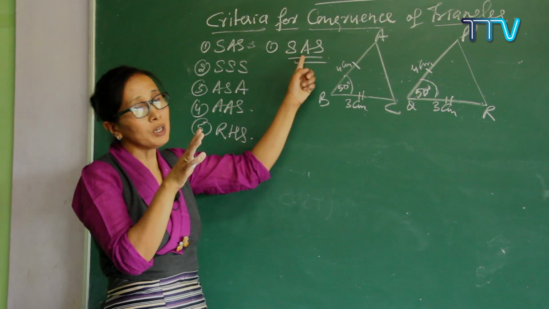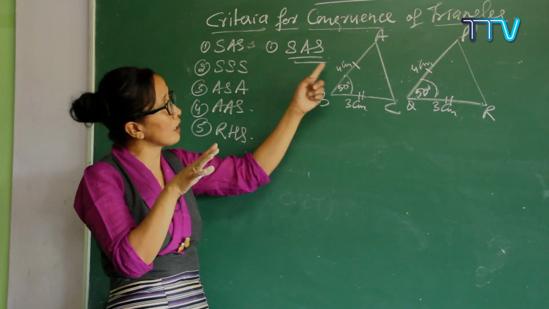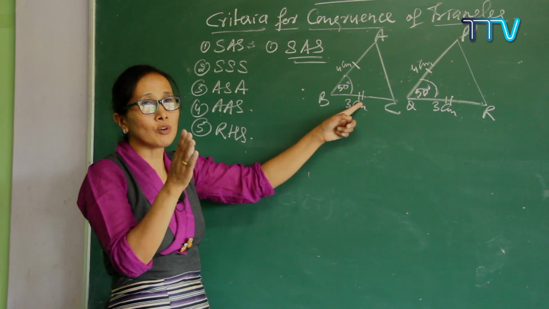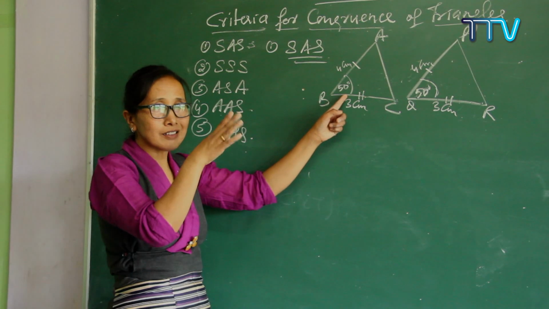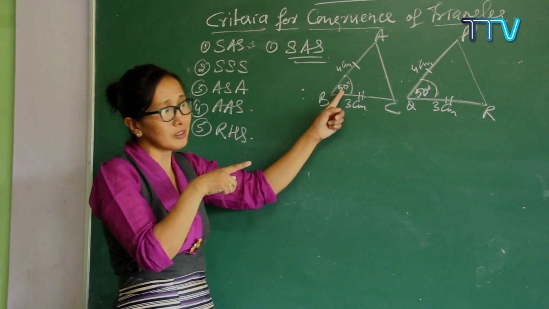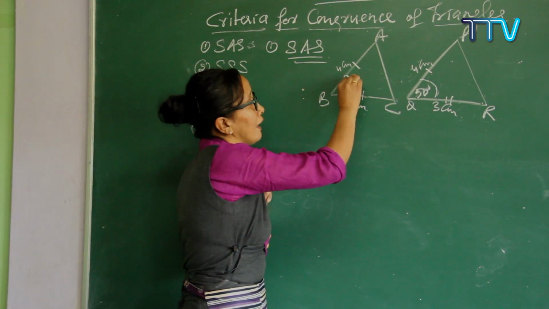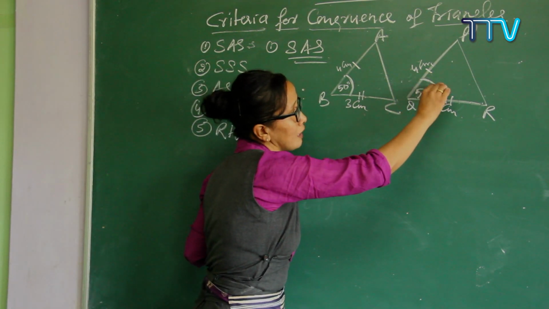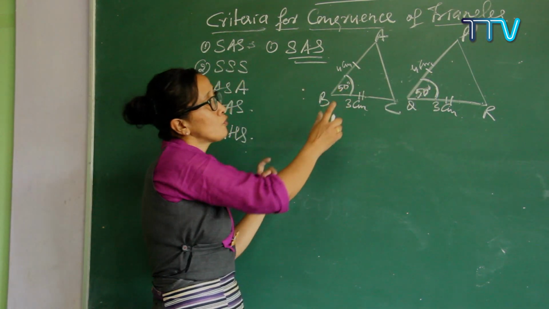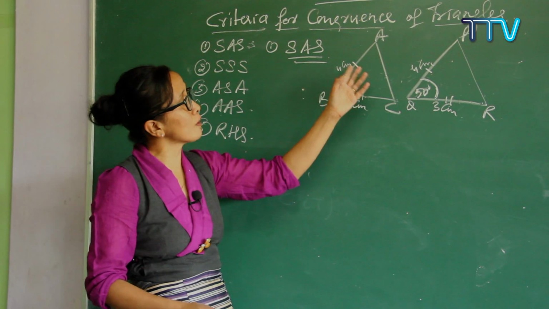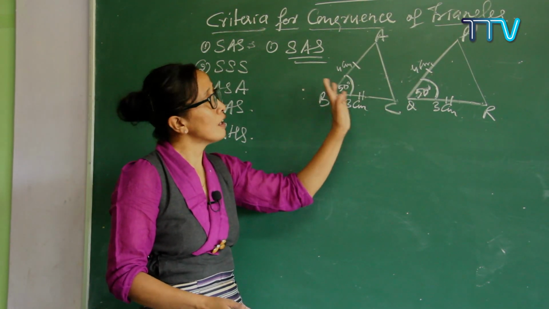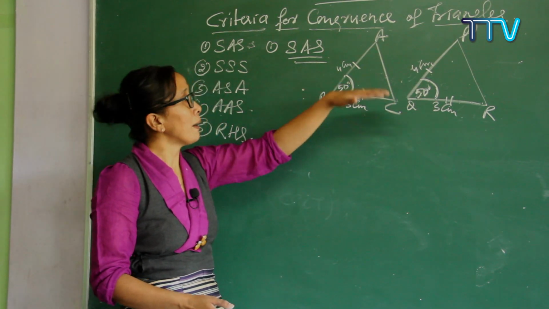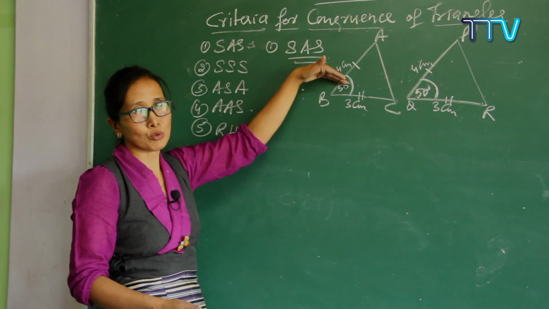Including angle means the angle is in between two sides of a triangle. So this angle is in between two sides, and from here also it is lying in between two sides. If your two sides and one angle are equal in this way, then we can call that the two triangles are congruent by using the SAS rule.